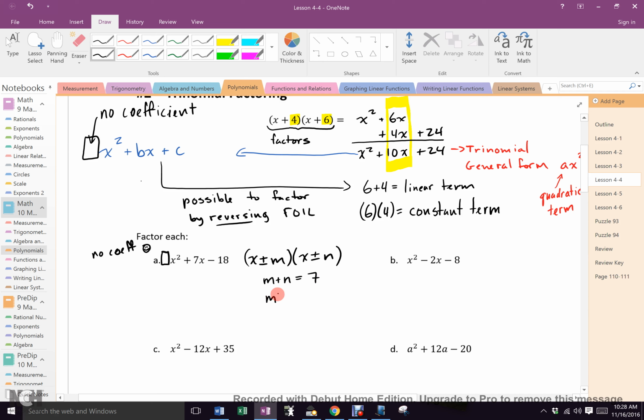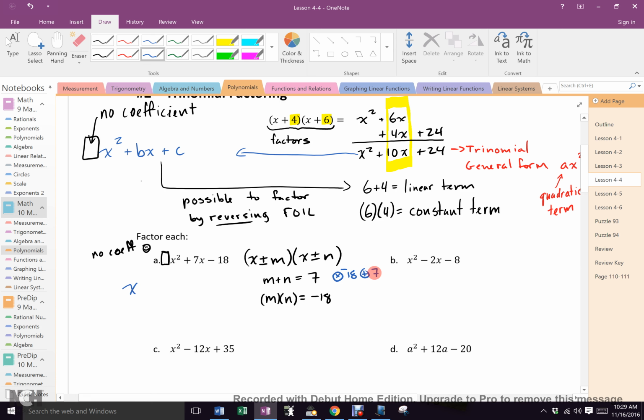And we know that M times N would have to equal what? Look closer. Negative 18. So, can you think of two numbers that will multiply to negative 18 and add to 7? What are they? Negative 9 and positive 2. Yes? Everyone agrees? So, I know that I'm going to be in this form, aren't I? So I'm going to have X, and you guys told me it was negative 9 and positive 2.